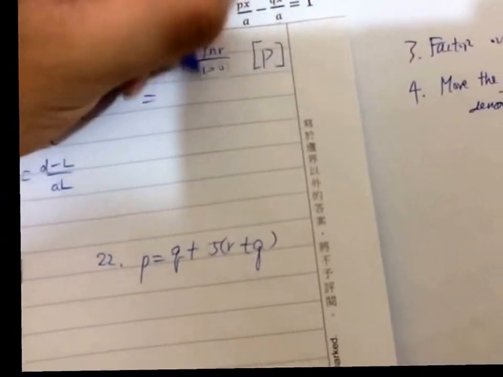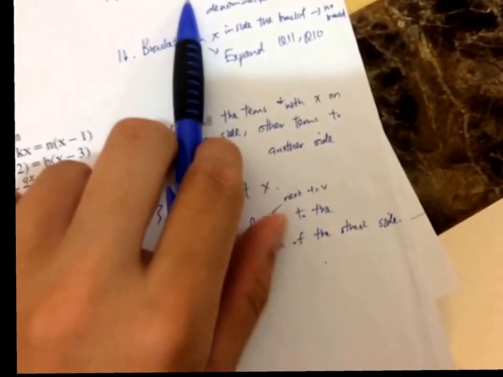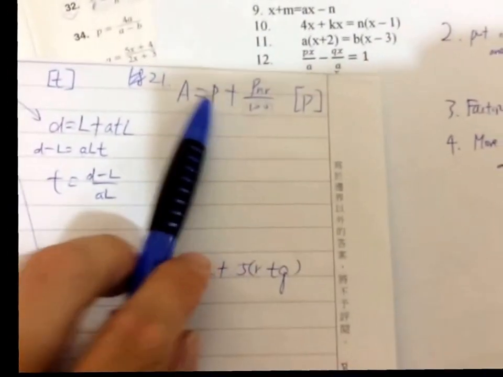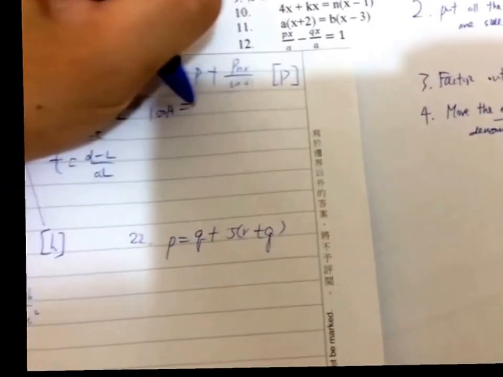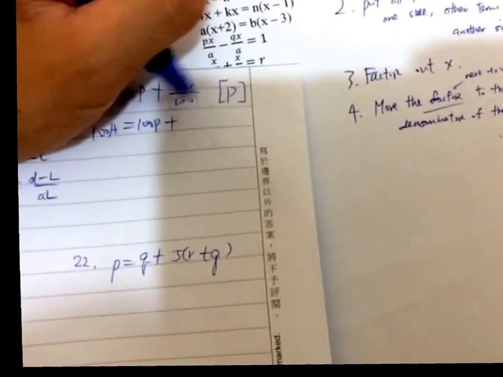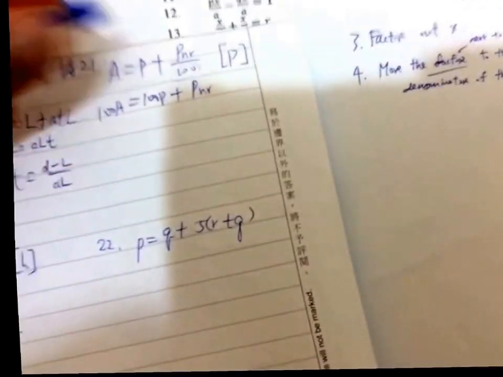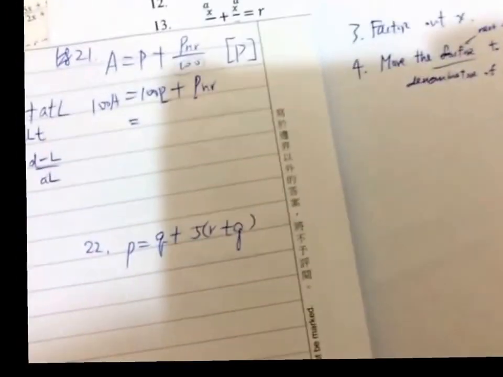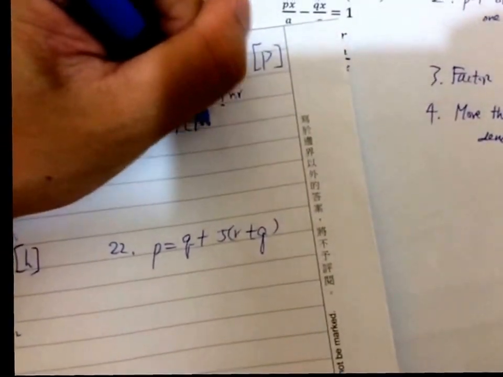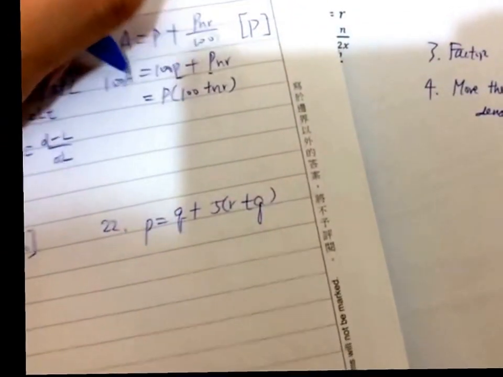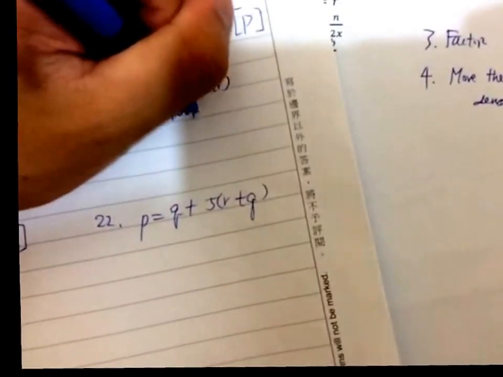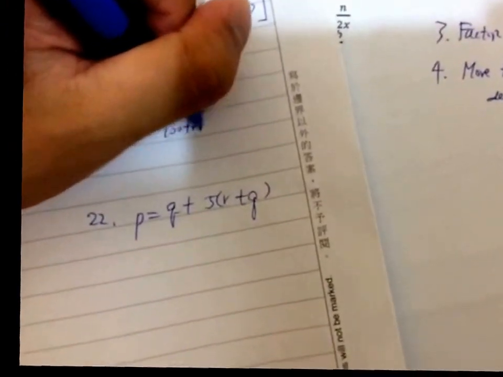Number 21, find p. There's 2p here, more difficult questions, okay? Fractions with 3 terms. That means multiply 100, 100a equal to 100p plus times 100 and then cancel the denominator, p and r. So got 2 terms with p. So I have to factor out the p. All the p are in one side, another side no p. So like this, and then divide the whole 100a by 100 plus nr.